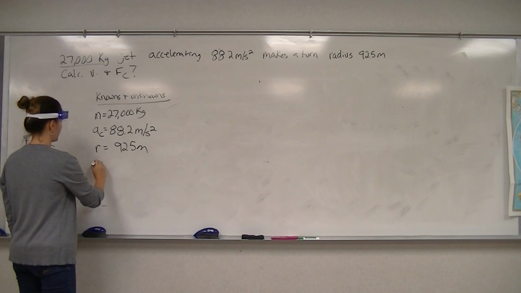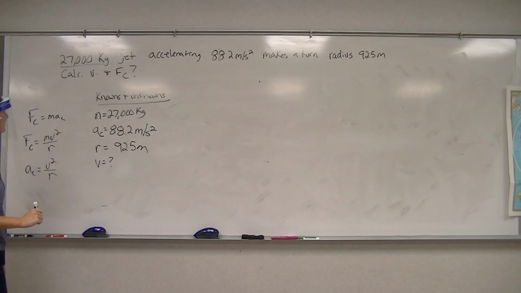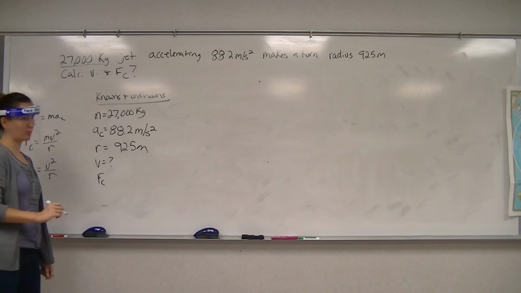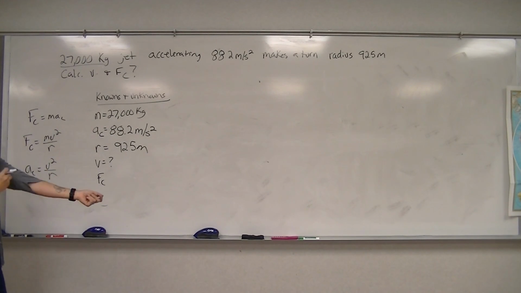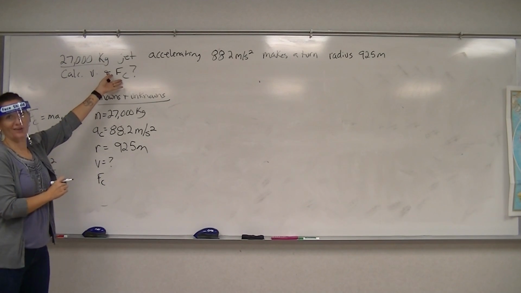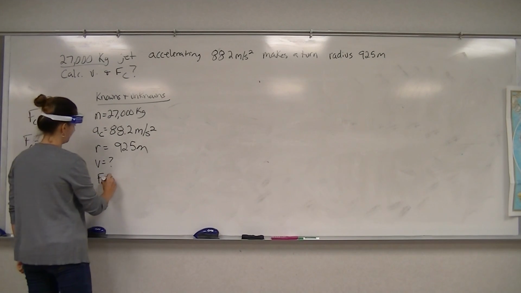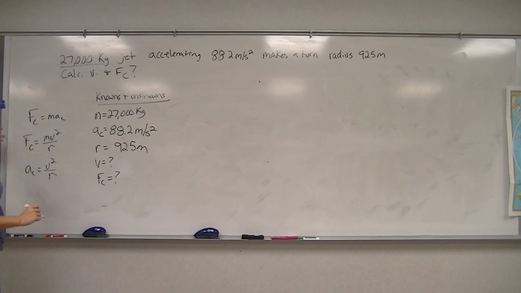It wants you to calculate the velocity, which is V, so that's my unknown, question mark by that guy. And then it says centripetal force. So if you didn't know it was a centripetal problem already by the fact that they're making a turn and that they gave you a radius, you would have figured it out by the unknown itself. Centripetal force, F sub C. Two unknowns, we're going to need two equations.